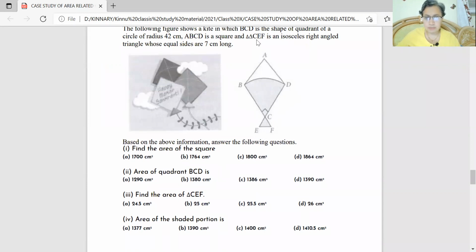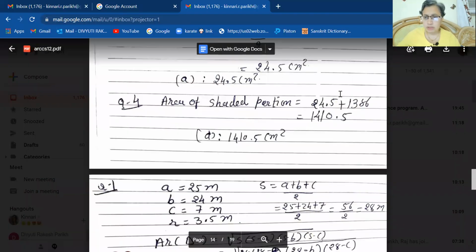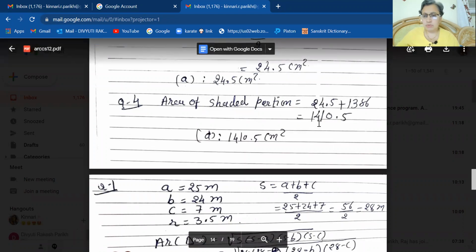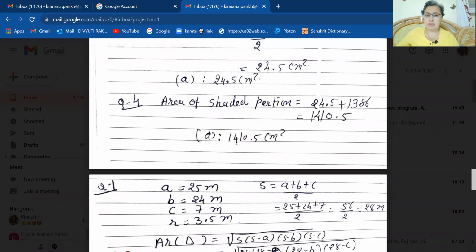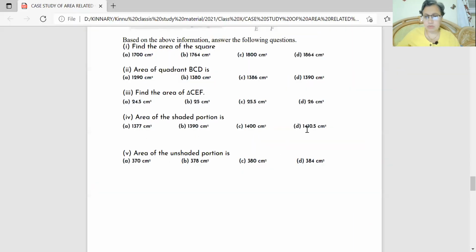That is 1386. You have already found it, and you have also found this area of the triangle. So by adding it, we are getting 1410.5 centimeter square. So option D is the right answer. 1410.5 centimeter square, option D. This is the correct answer. Now let's move on to the fifth.